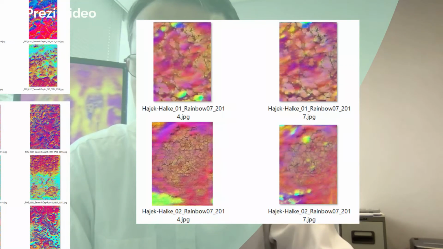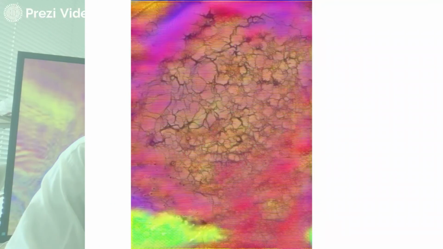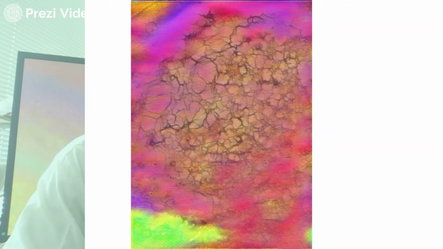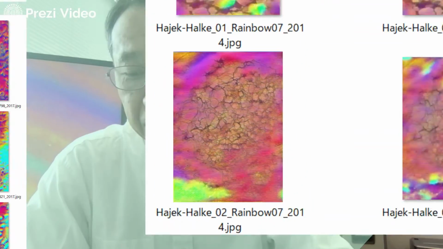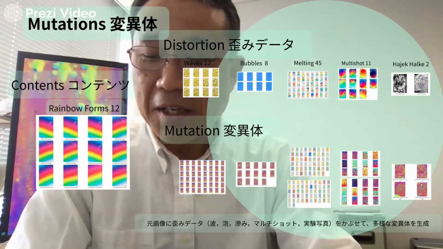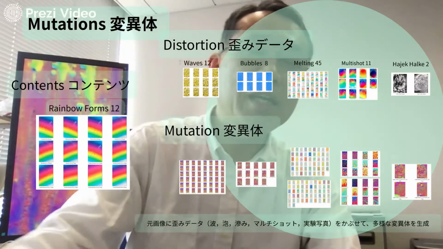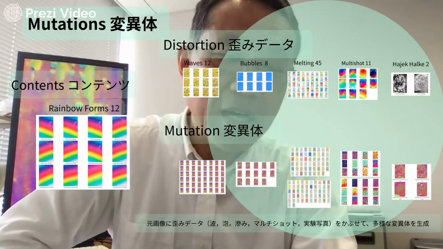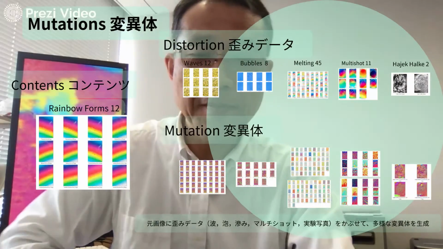Look closer, one example. In this sample, experimental photos mixed with rainbow forms make very psychedelic images. So exciting. Totally, we can see AI photographer generates surprising and unpredictable photos.